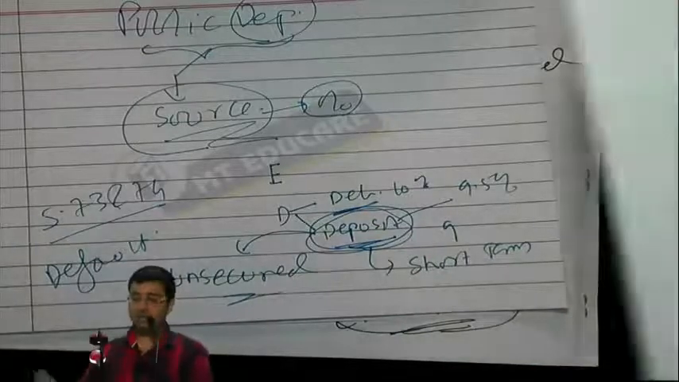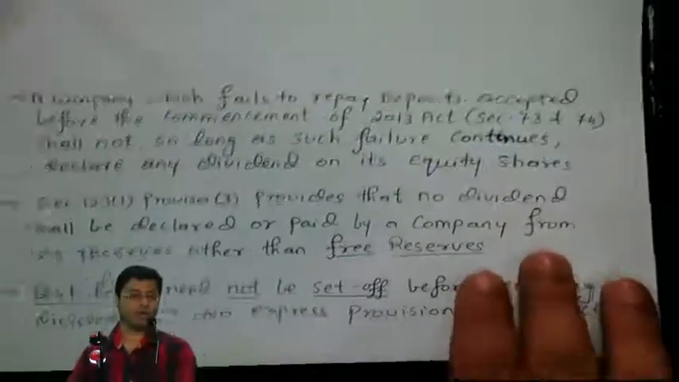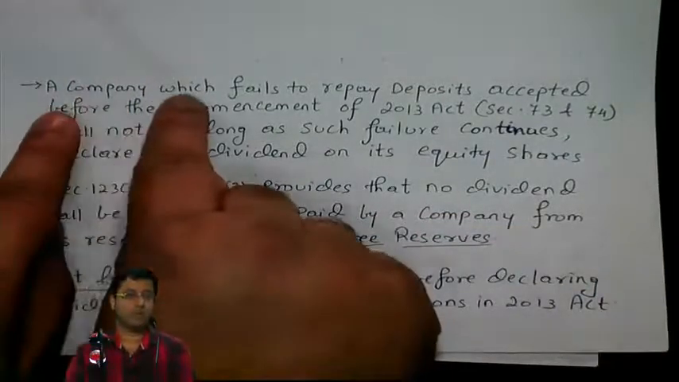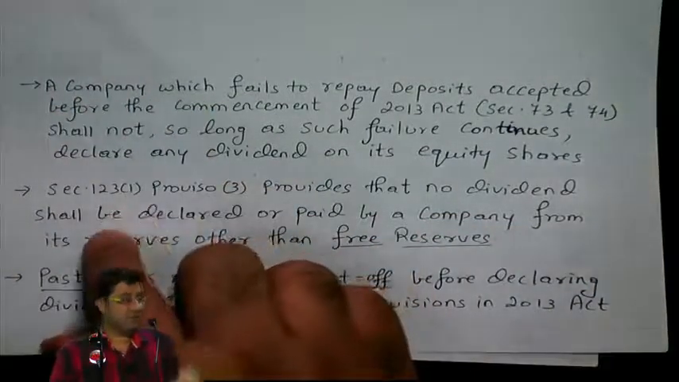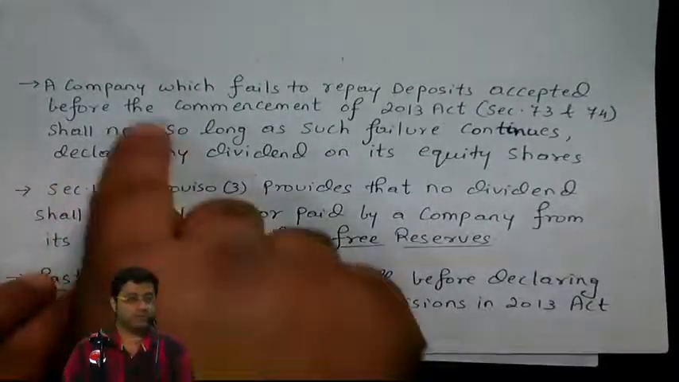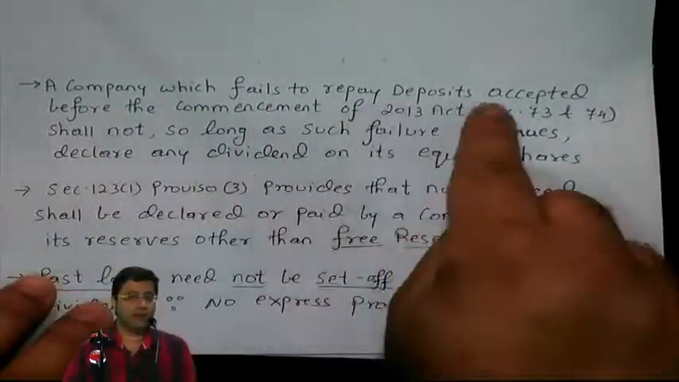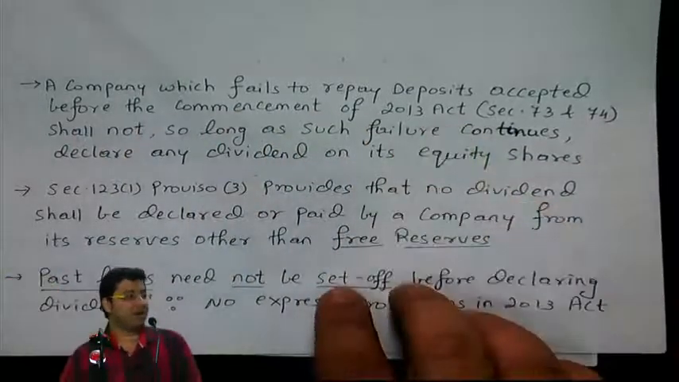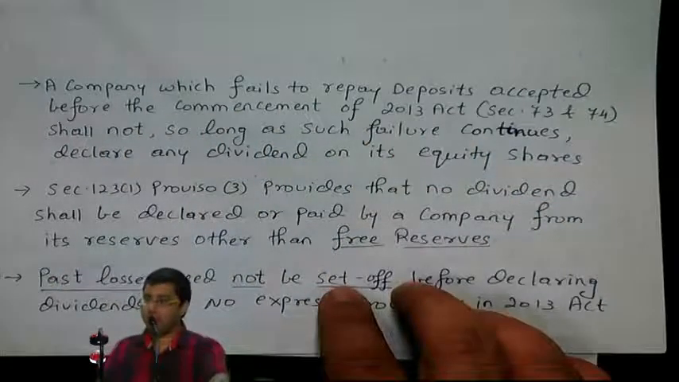Now you can start reading the points. So you can have a look at the points. First I will read, you just listen. A company, see, the language is very technical. I have explained to you very simply, but this is bare act language. A company which fails to repay deposits accepted before the commencement of the act. That means it is not necessary that the deposit should have been accepted today only.